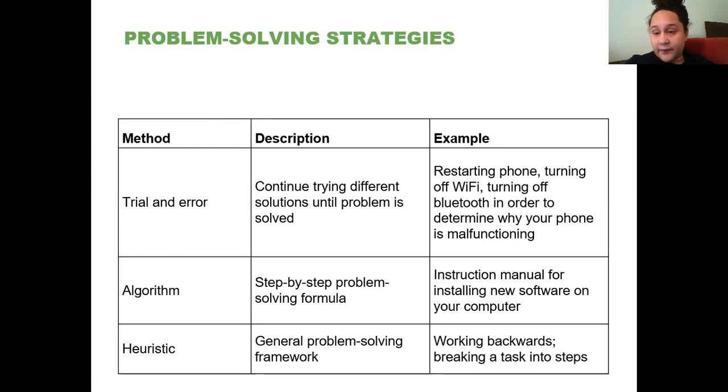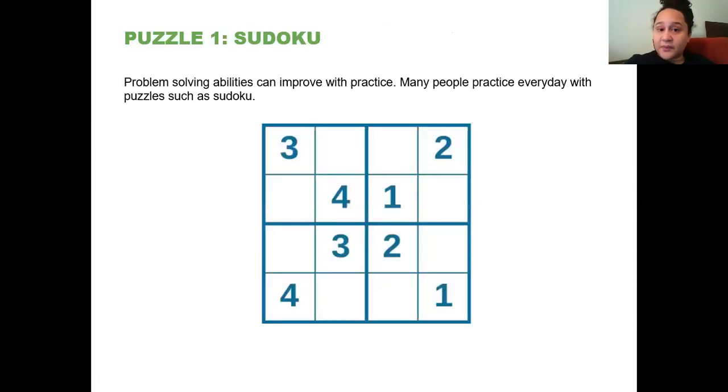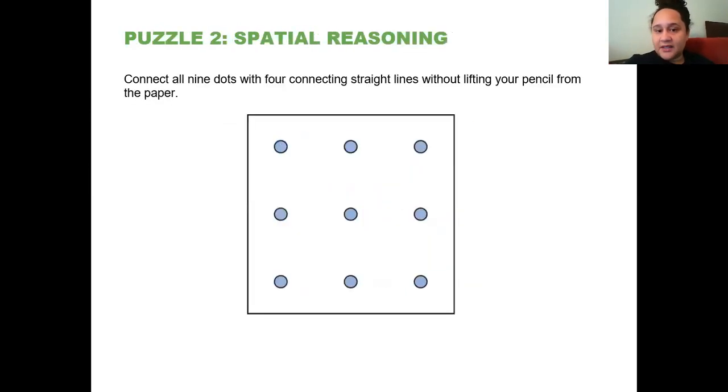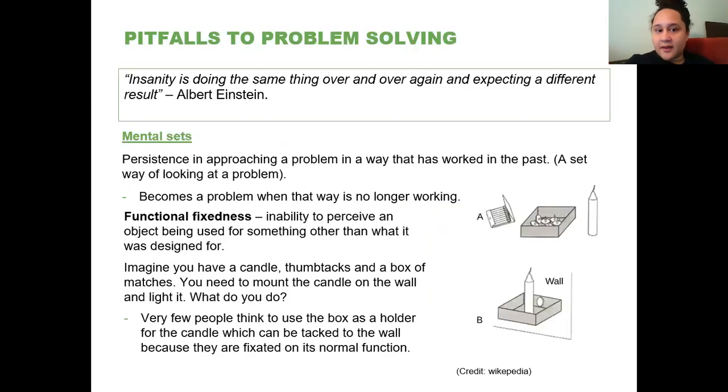So here's just a further explanation. These are fun little puzzles you can do and basically kind of work through some of these mental things that we talked about. So trial and error, algorithm, or heuristic. I'm gonna let you work through these. Remember, think out of the box. Okay. If you want the answer, I have it and I'll give it to you.